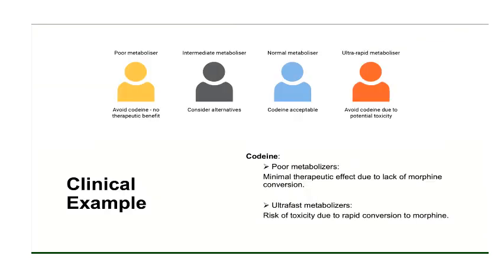Here is an example for codeine and what a poor metabolizer versus an ultra-fast metabolizer looks like. Poor metabolizers will have minimal therapeutic effect and will gain no benefit from the drug. On the other hand, ultra-fast metabolizers have a risk of toxicity due to the rapid conversion of codeine to morphine.